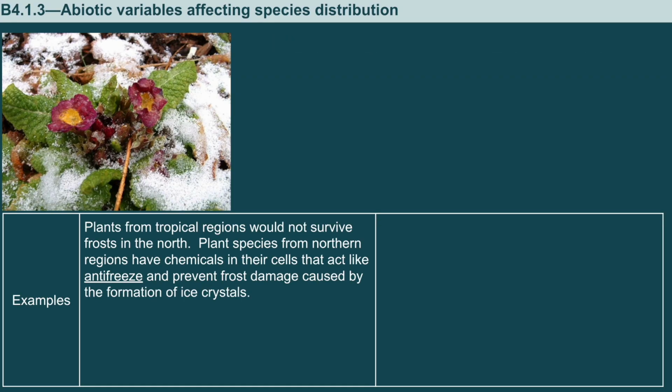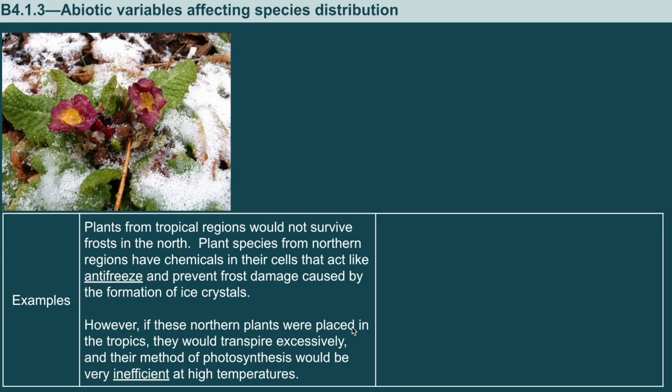Let's look at some examples. Plants from tropical regions would not survive frosts in the north, while plant species from the north have chemicals in their cells that act like antifreeze, and they prevent frost damage caused by the formation of ice crystals, allowing them to live in a place with freezing temperatures. If those northern plants were placed into the tropics, they would transpire excessively and lose all of that water, and their method of photosynthesis would be very inefficient at high temperatures. And so plants adapted to each region can only grow in that specific region.